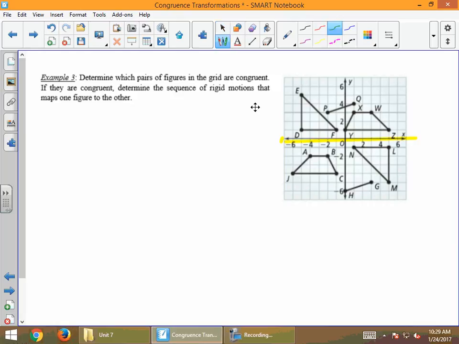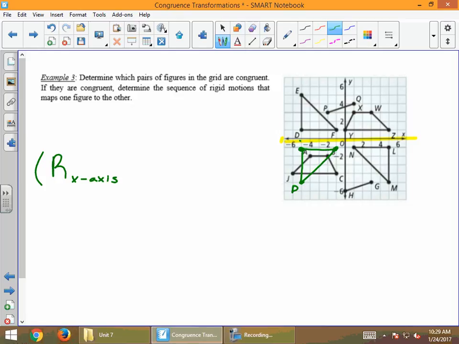So again, when we do a reflection, we just count. 1, 1, 1, 2, 3, 4, 5. We go 1, 2, 3, 4, 5. So we flipped it, and we're going to write that down. For the triangles, we reflected it over the x-axis. Did they match up when we did that? No, they didn't match up.